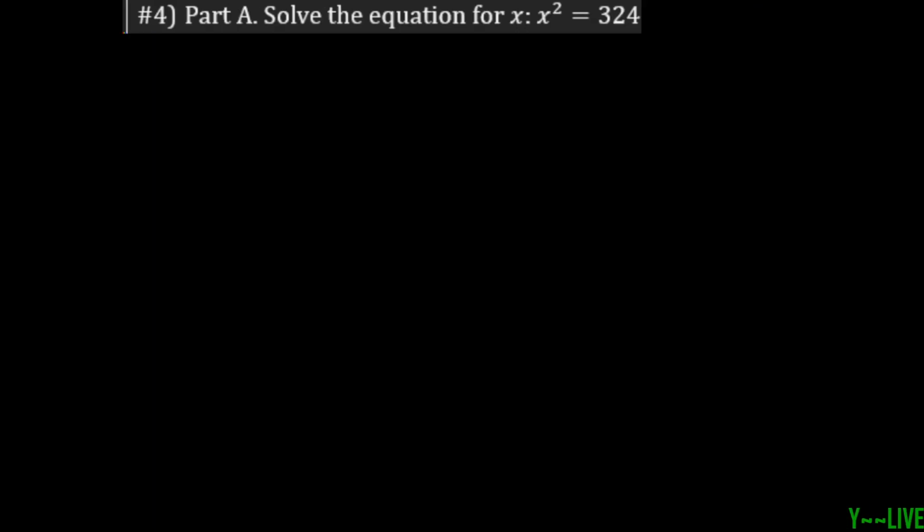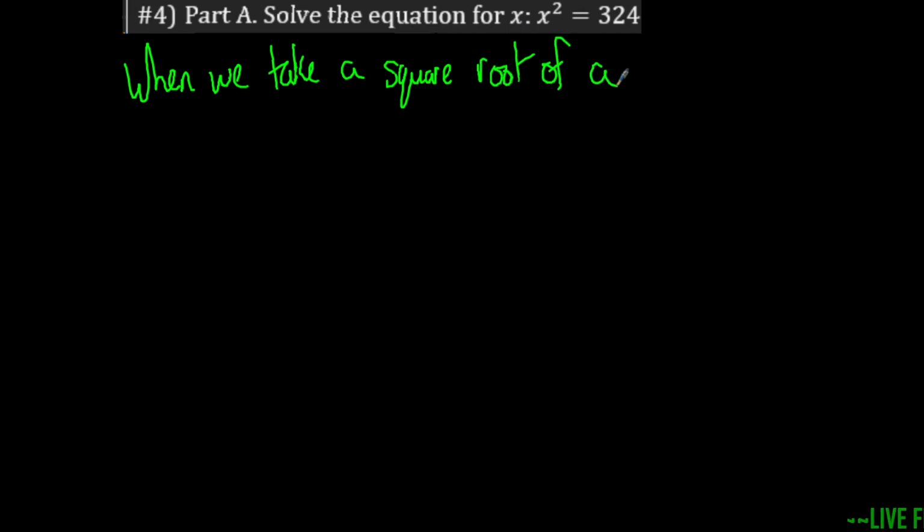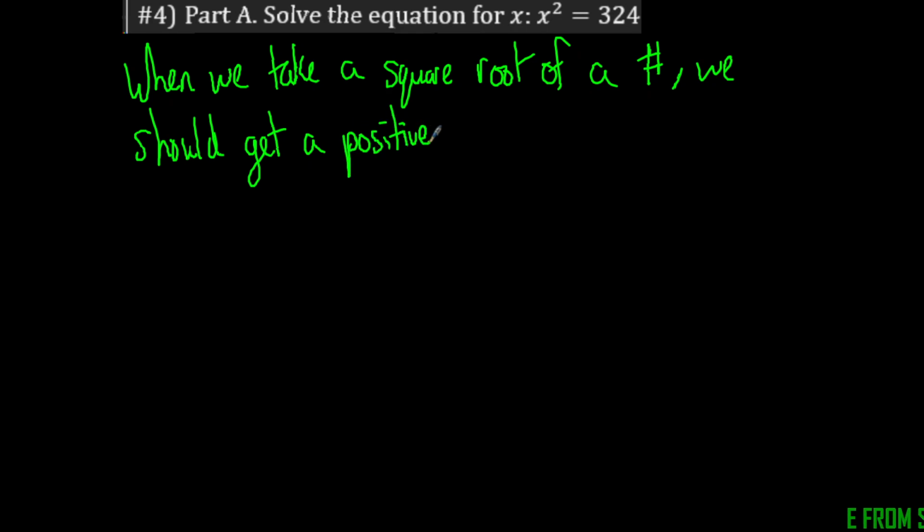Alright, on the back now, it says for part A, solve the equation for x, and we get x squared equals 324. And make sure you're remembering this key part. When we take a square root of a number, we should get a positive answer and a negative answer.